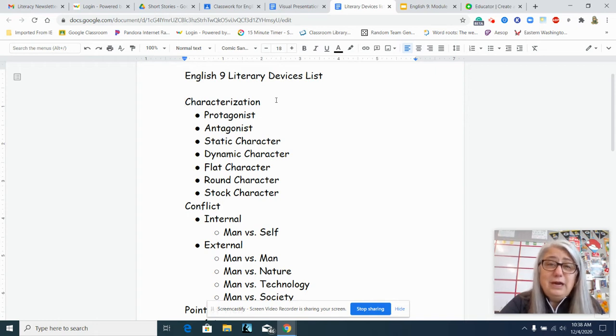So when we talk about characterization, is the character a protagonist, an antagonist? Are they a static or a dynamic character? Are they a flat character, a round character, or a stock character? So you've learned all these terms. If you don't remember what they are, there is a Google Slides presentation that has all this information back. I believe it's in Module 2. So go back and take a look at that and refresh your memory. So when we talk about characterization, this is what I am looking for.